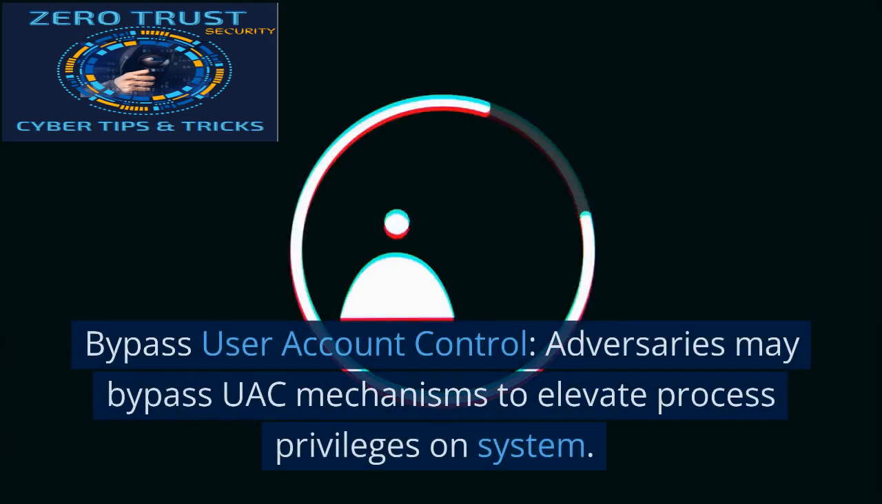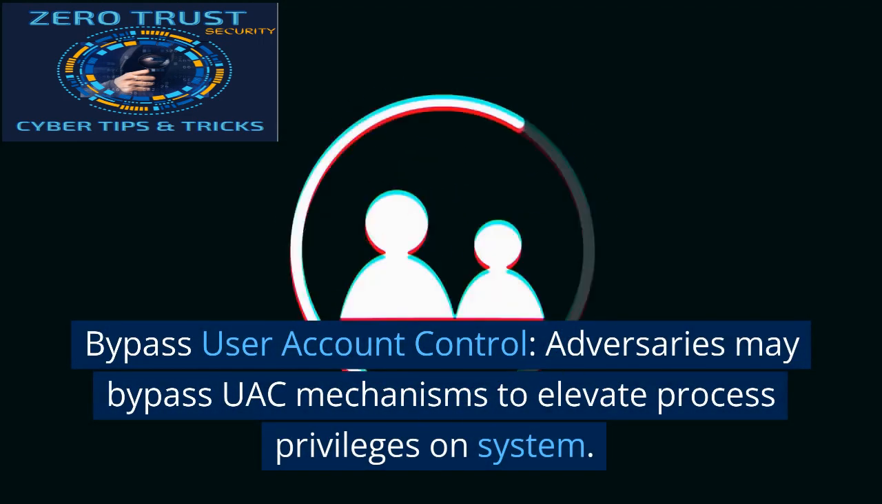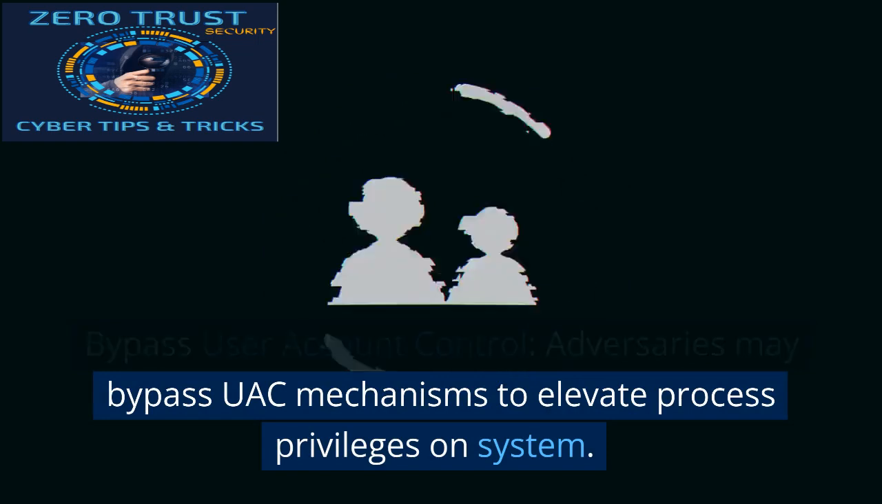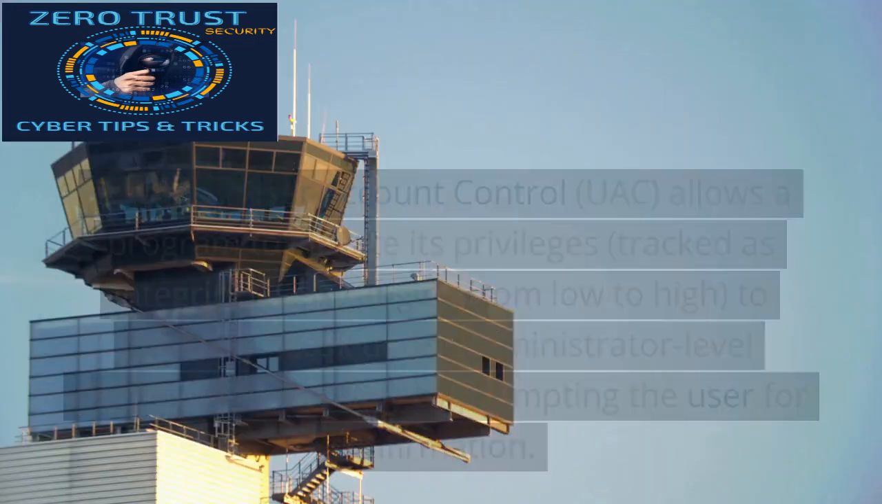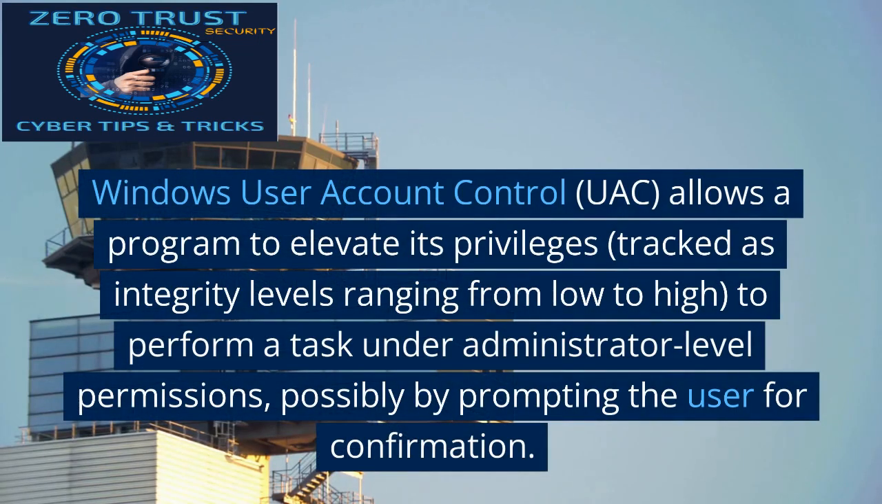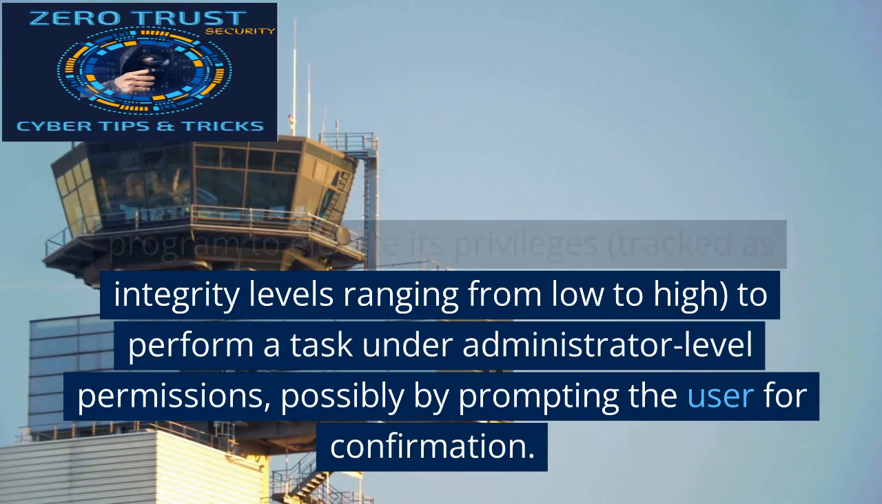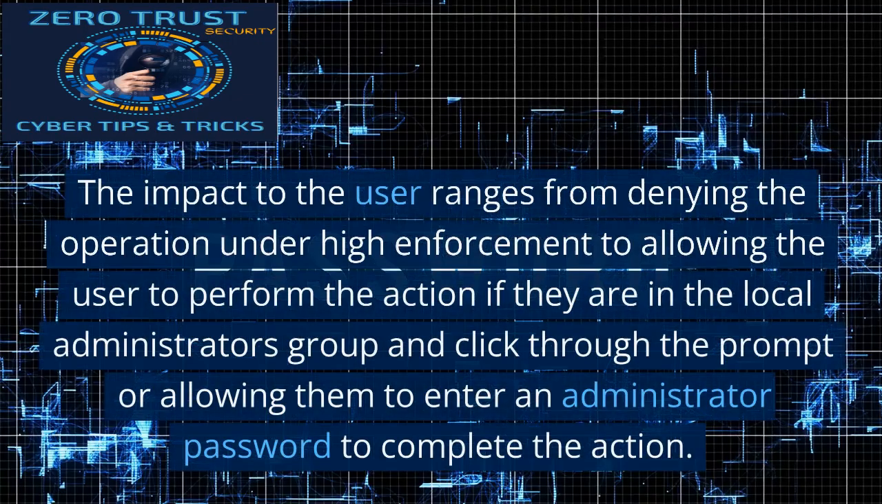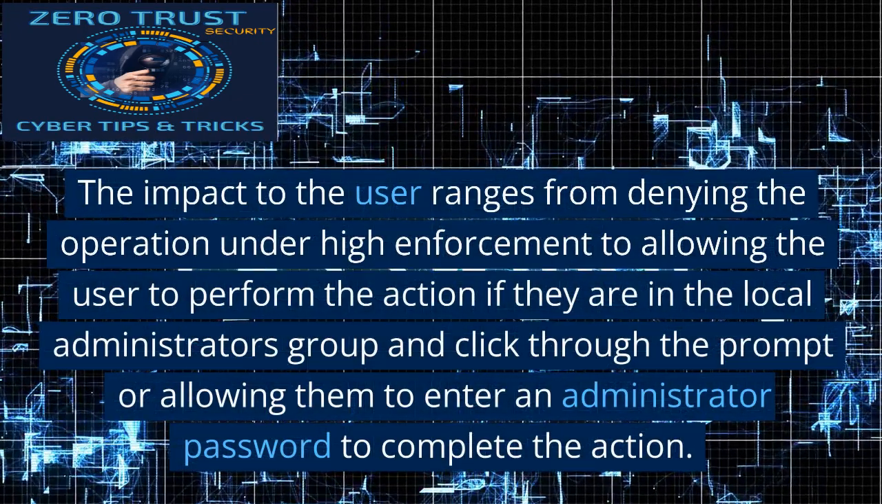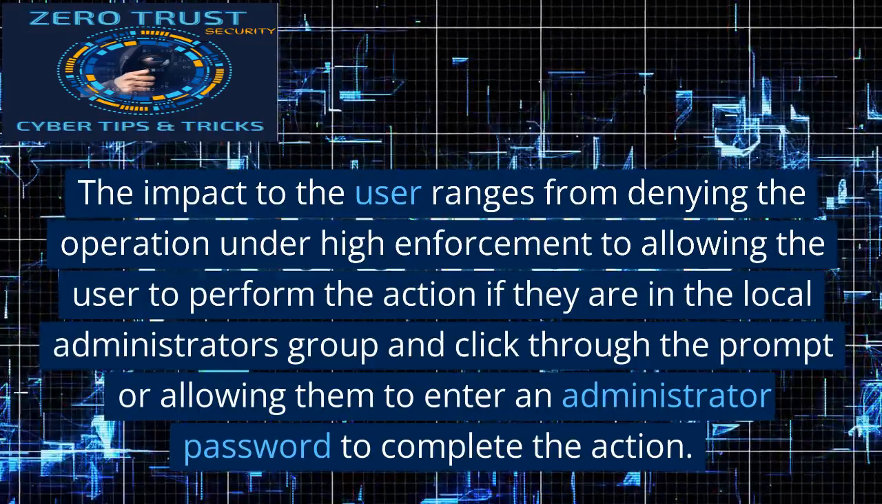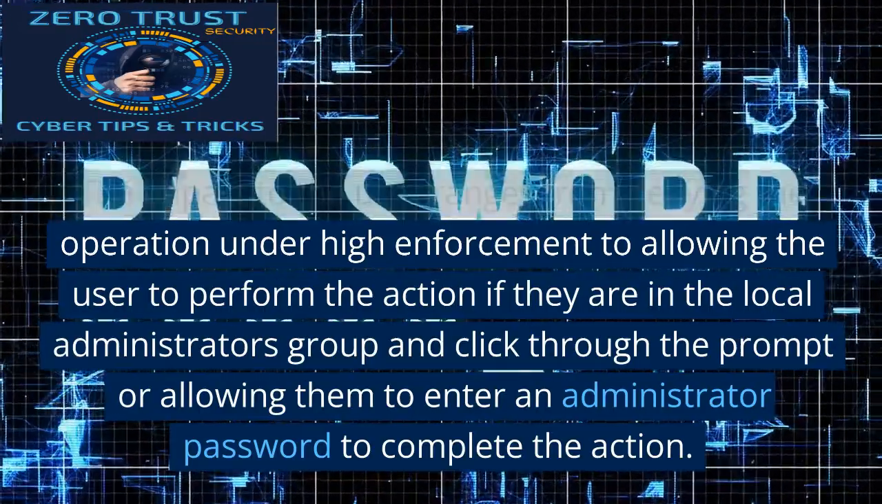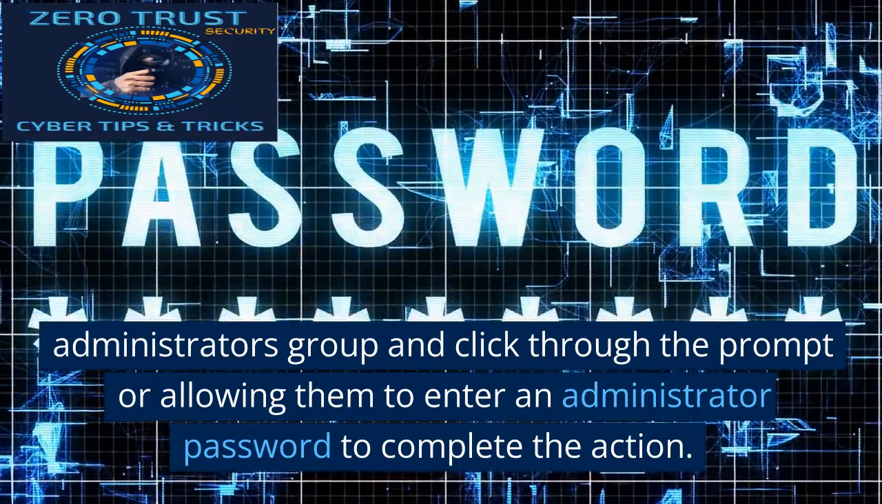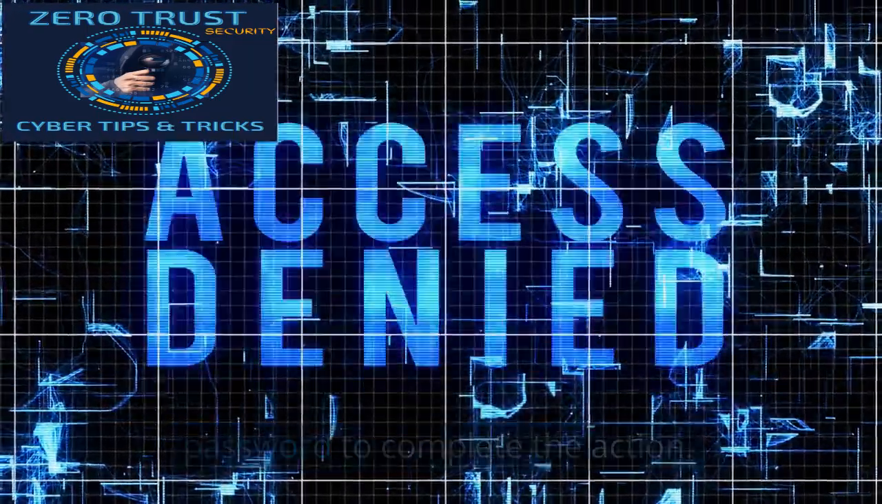Bypass user account control. Adversaries may bypass UAC mechanisms to elevate process privileges on a system. Windows User Account Control, UAC, allows a program to elevate its privileges, tracked as integrity levels ranging from low to high, to perform a task under administrator-level permissions, possibly by prompting the user for confirmation. The impact to the user ranges from denying the operation under high enforcement, to allowing the user to perform the action if they are in the local administrators group and click through the prompt, or allowing them to enter an administrator password to complete the action.